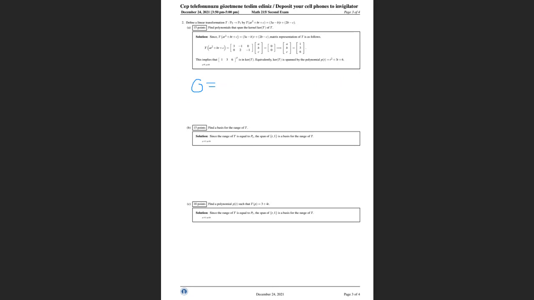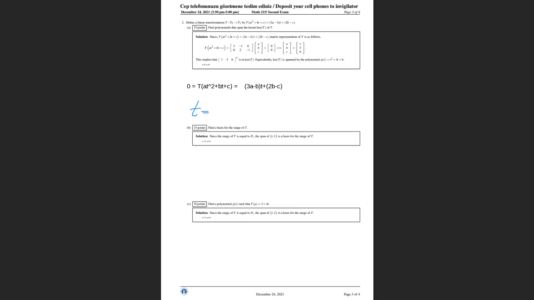Start again. Kernel means the vector is in the kernel if and only if T of the vector is equal to 0. So to do this calculation, we start with 0 is equal to T of a polynomial, and we need to find the a, b, and c which satisfy this. For us, that's 3a minus b t plus 2b minus c. We need to choose a, b, and c which satisfy this.